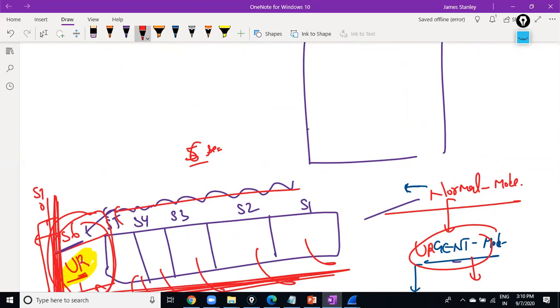So there's one RFC for that. That RFC also, if you want to go with that, you can go. Yes, guys, any questions? Any doubt?